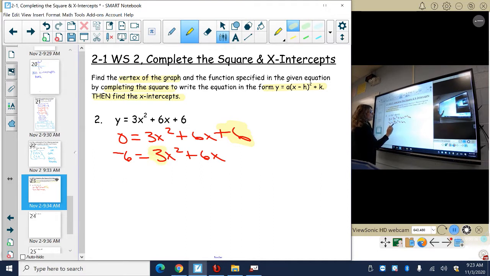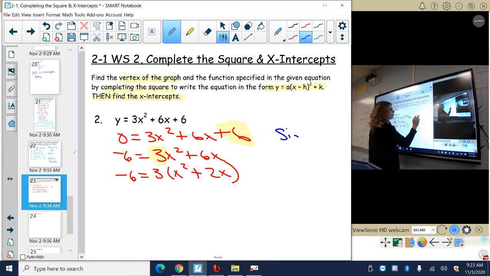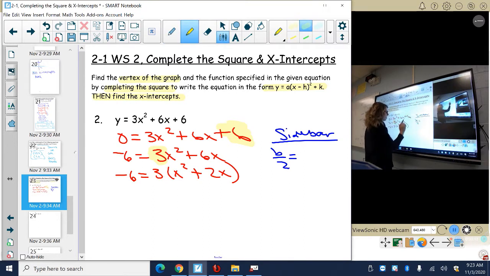Then our leading coefficient, which is 3, has to be pulled out by dividing. 3 divided by 3 is going to be a 1x squared. 6 divided by 3 is going to be a 2x. Then we're going to come over here and do our sidebar. And that's going to be our b value divided by 2. b, in this case, is going to be 2.